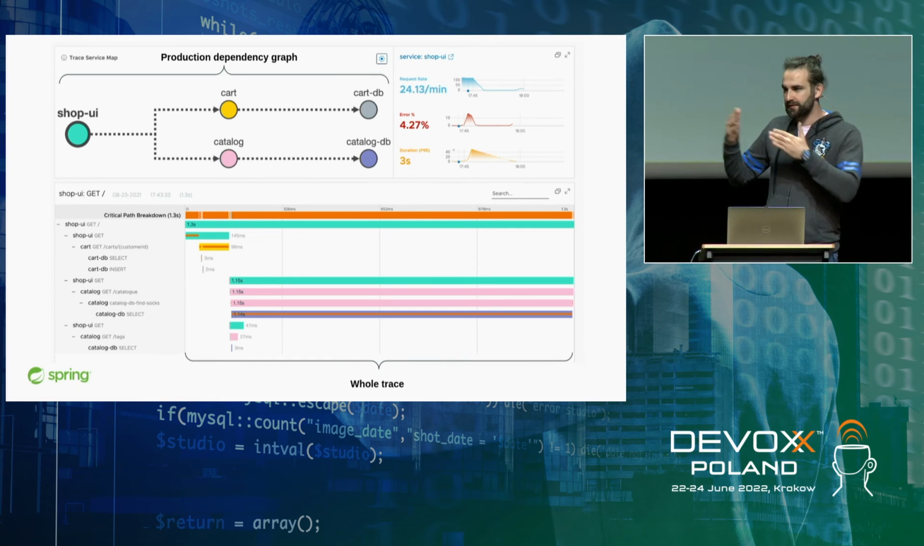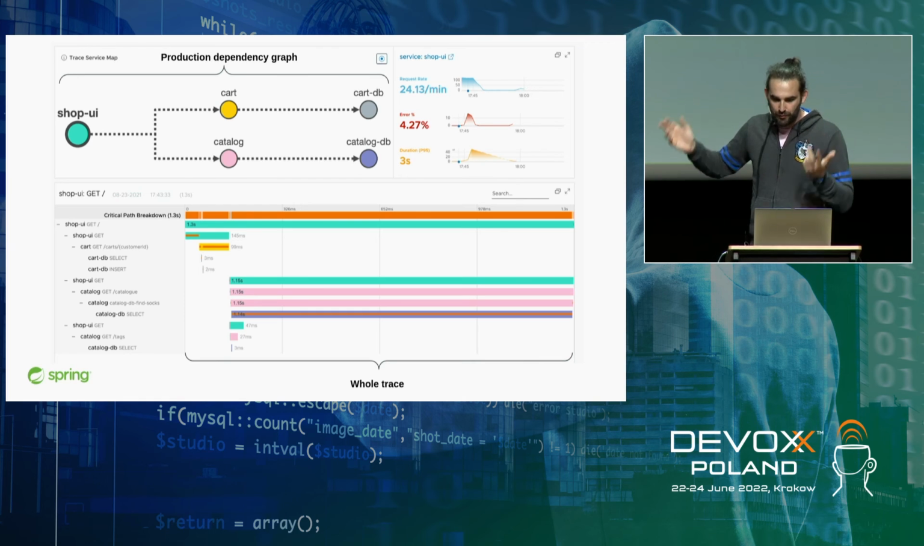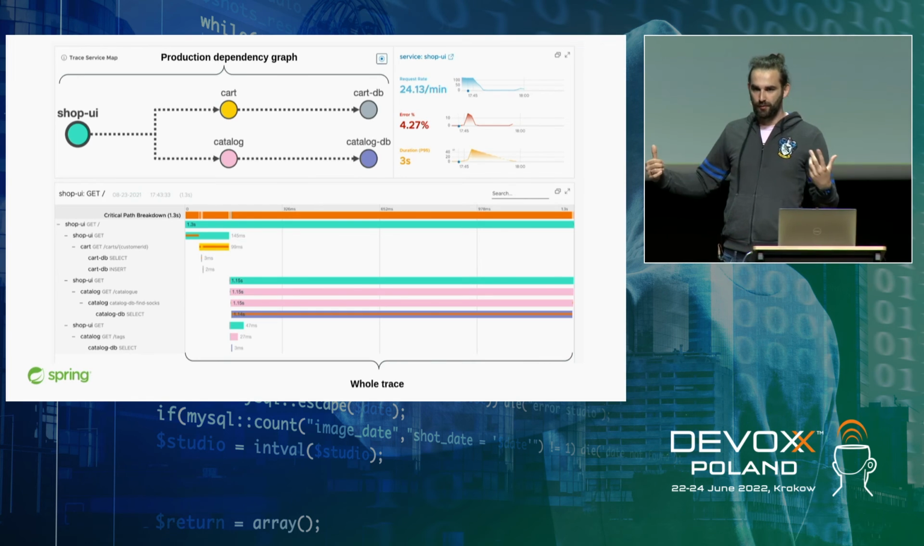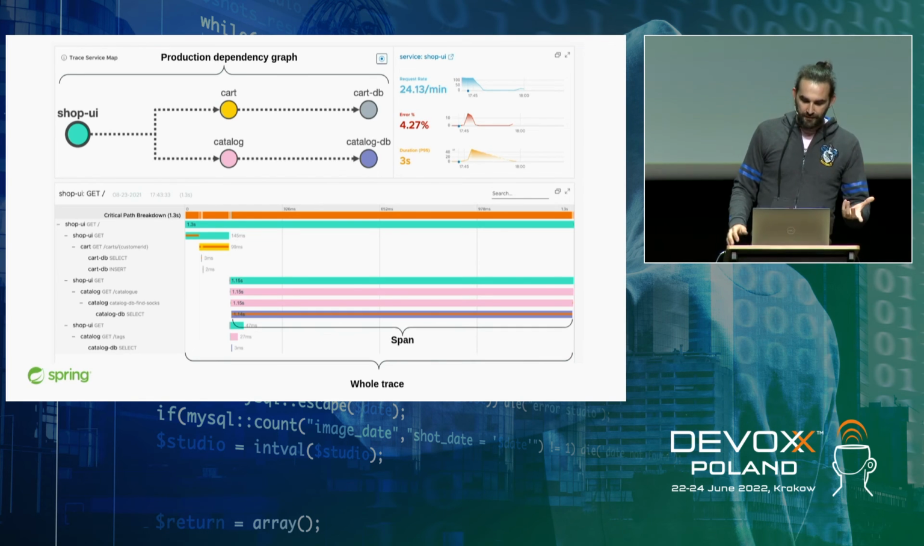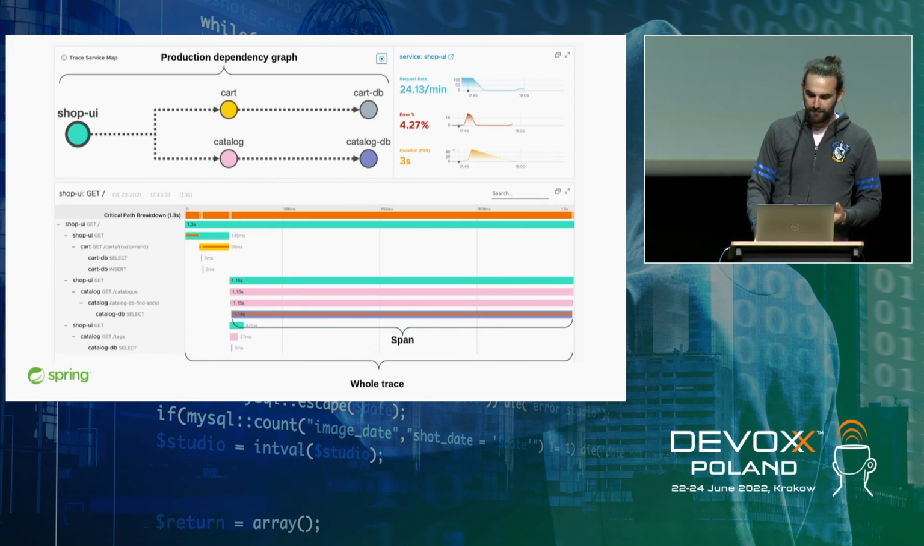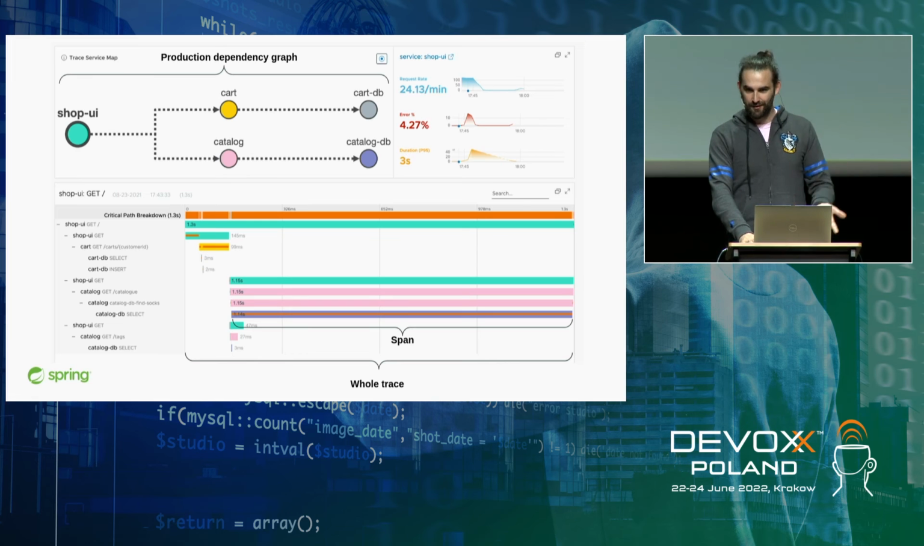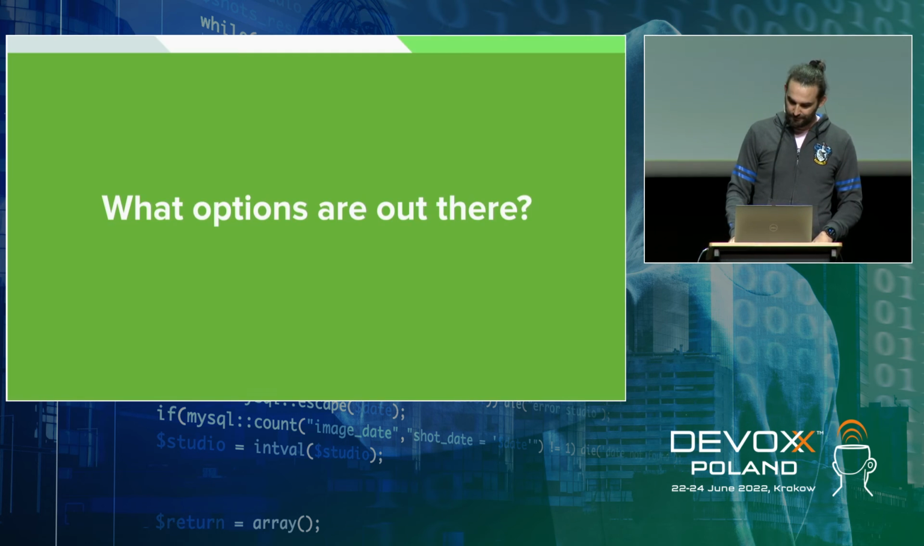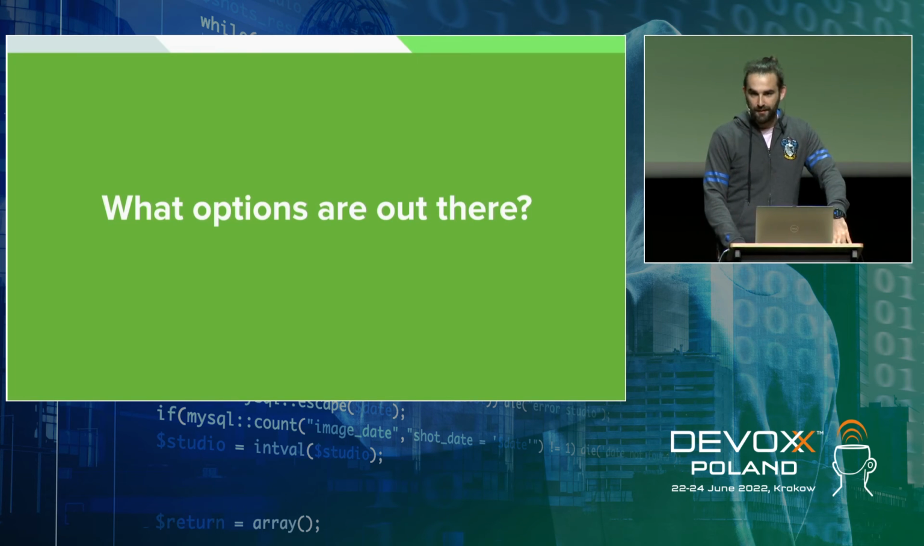And at the bottom, you can see the whole trace, which means that it took 1.3 seconds to process the whole thing. And one of the spans, one of the operations being the select on the catalog DB, took 1 second, which is a terrible result. Now we can reason why. So what options are out there?